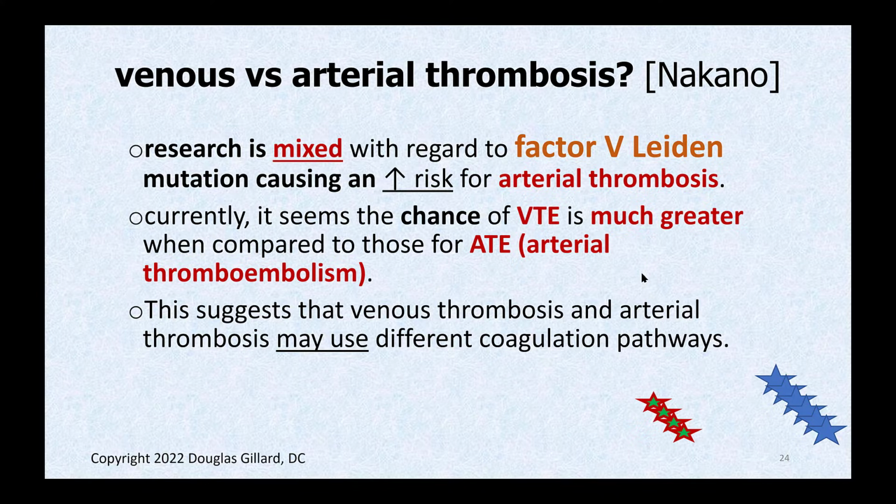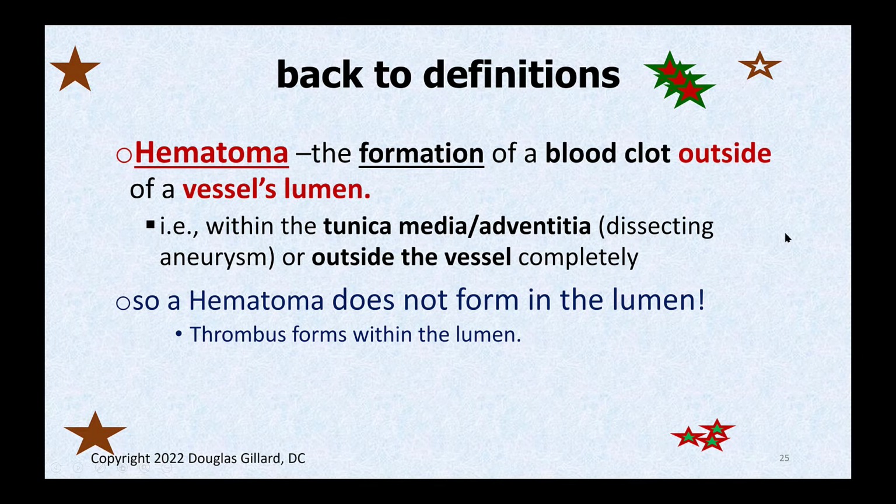Venous versus arterial thrombosis. Again, the research is a little mixed on this. The question is, do people with factor V Leiden mutation also have a risk of developing the much more dangerous arterial thrombosis and arterial thromboembolisms? The research is mixed on that. Some good research says no, which suggests that there is a different coagulation pathway between venous and arterial coagulation. So we're not 100% sure on that.